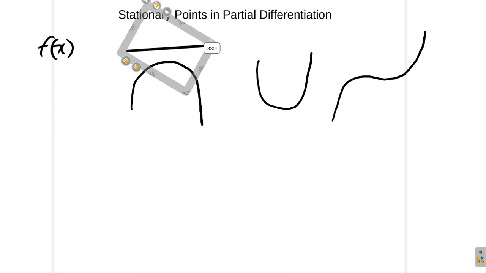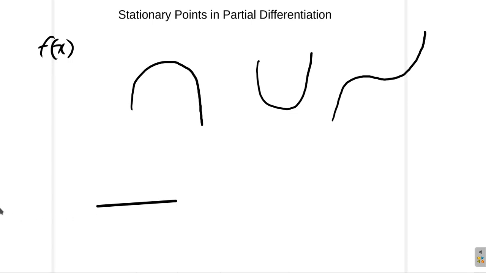This doesn't look too horizontal. I want to have this horizontal. Let's use this line as our horizontal line. The gradient is 0 at that point. That's a maximum point. You might have a minimum point where the gradient is also 0.